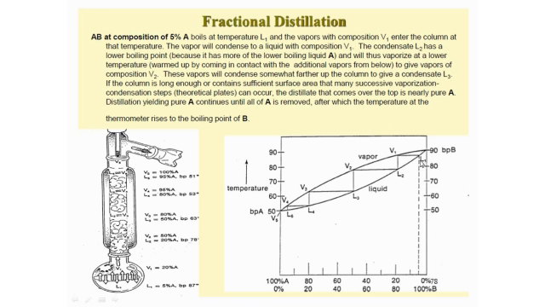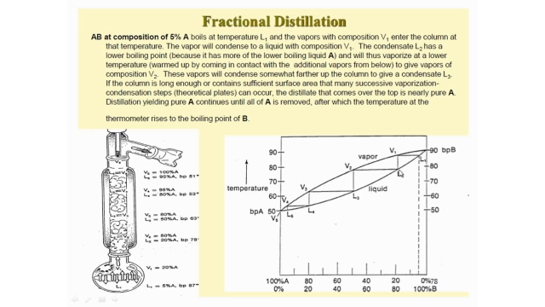Now at L1, the vapor has a composition of V1. It enters the column, and the vapor will now condense to a liquid of composition V1. Now the condensate L2 has a lower boiling point. You see the temperature is coming down. Here it is increasing, this is the magnitude of temperature, L1, then L2.